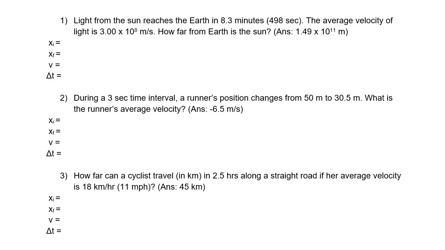The first problem says, light from the sun reaches the Earth in 8.3 minutes, which is equal to 498 seconds. The average velocity of light is 3.00 times 10 to the 8th power meters per second. How far from the Earth is the sun? Now, once again, I just want you to read the question itself, but let's not even include the numbers. Let's just read the words. So, light from the sun reaches the Earth in this amount of time. The average velocity of the light is this. How far from the Earth is the sun?